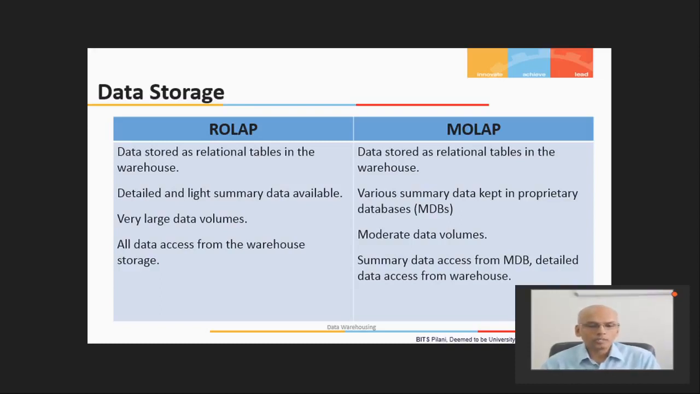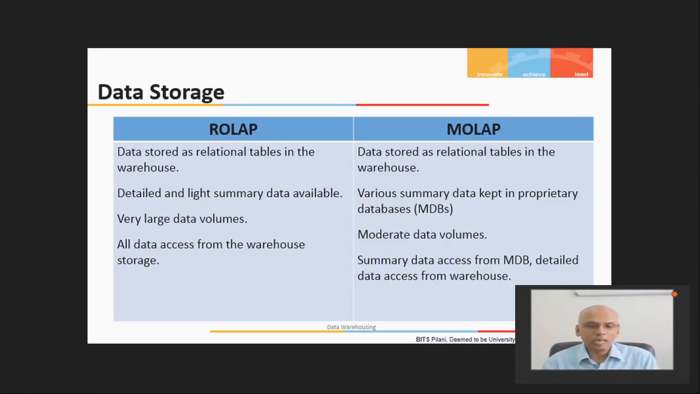So to summarize the differences between ROLAP and MOLAP, ROLAP is still dependent on relational tables to store the information, and both details and summary data are available. And ROLAP being relational, it can store very large data volumes, and it can access the data from the warehouse storage because they are based on a similar technology or a similar data storage model.